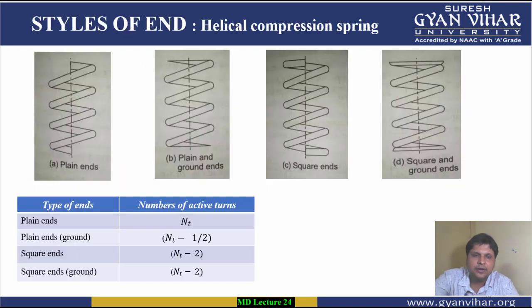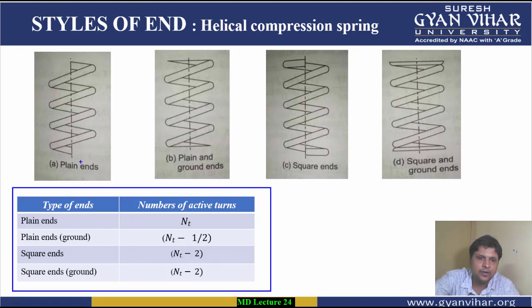Now students, active and inactive coils you have understood. Now it is very important to make you understand the different styles of ends. As I have already told you, inactive coils do not aid in the compression effect of the spring. So there are different styles of ends of the spring. Generally we use 4 types of ends of a spring. One is the plain end. As you can see, this is the plain end. Second is the plain end but ground.